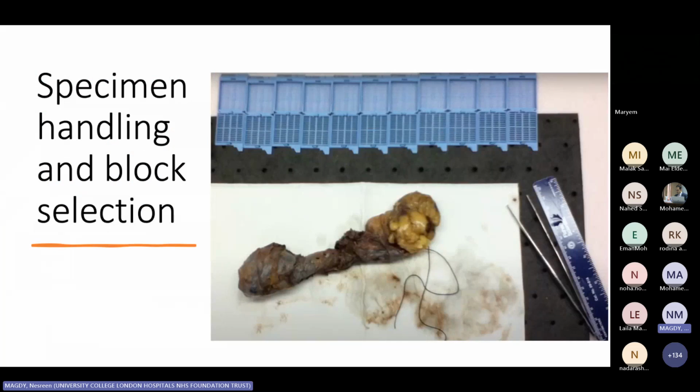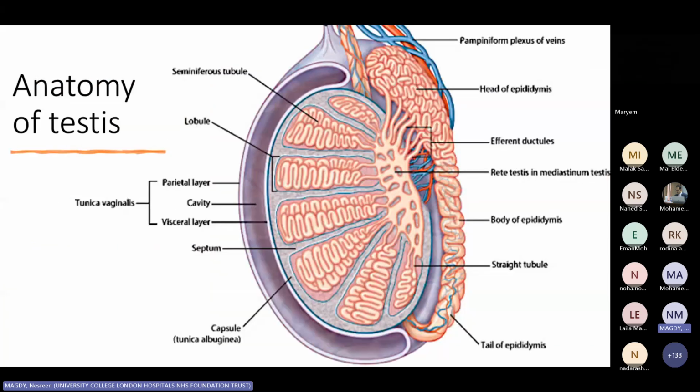Next, moving to the specimen handling and block selection. It's very important to understand the normal anatomy of the testis to properly handle testicular specimens. The testis has a fibrous layer, which is called the tunica albuginea, that covers the entire testis, and this is enclosed within the two layers of the tunica vaginalis, which has a visceral layer and a parietal layer with a cavity in between.